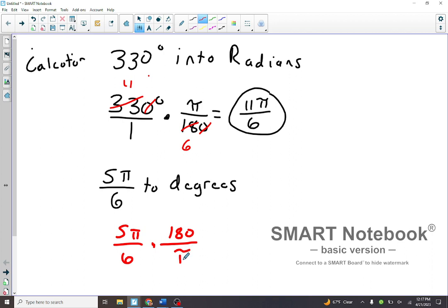Would it say like this, 2 degrees, or like words? It would have the word change. It'll say change 330 degrees into radians. That's what it says. Change 5 pi over 6 to degrees.